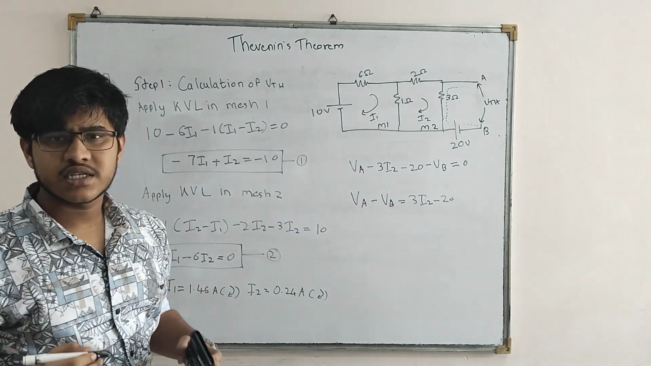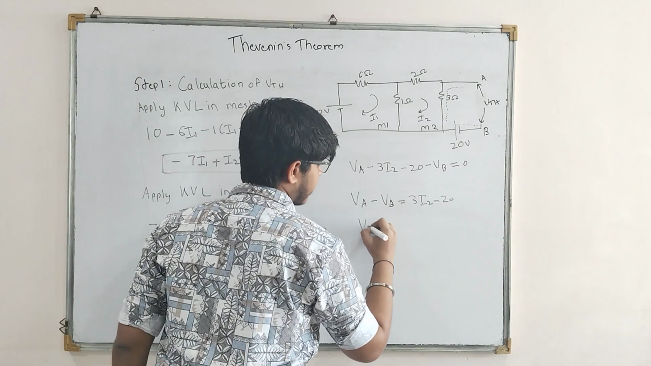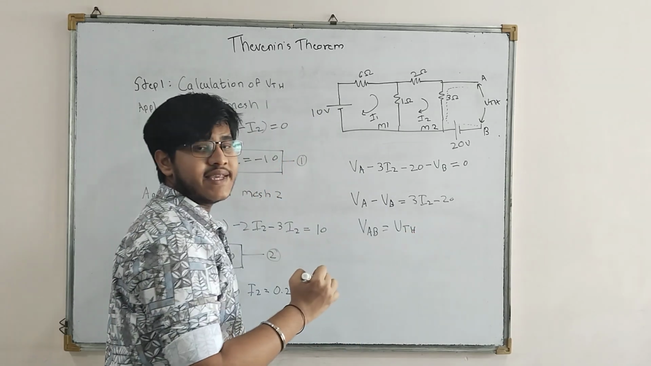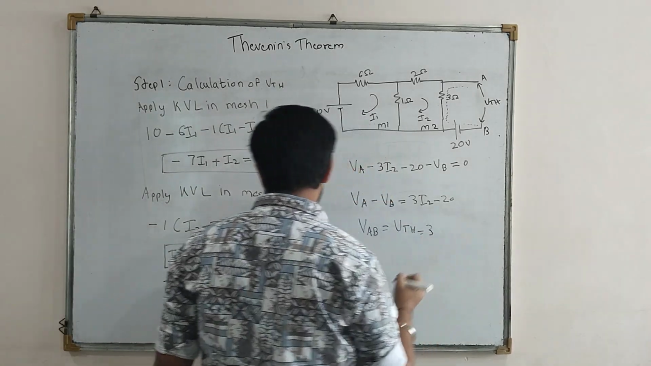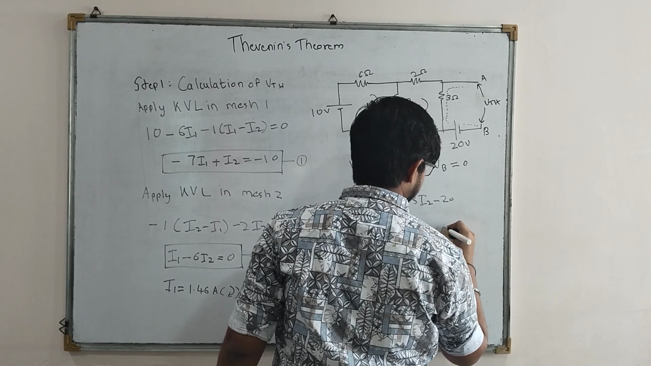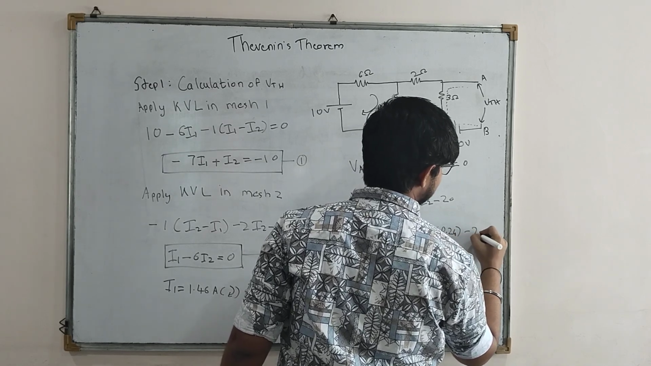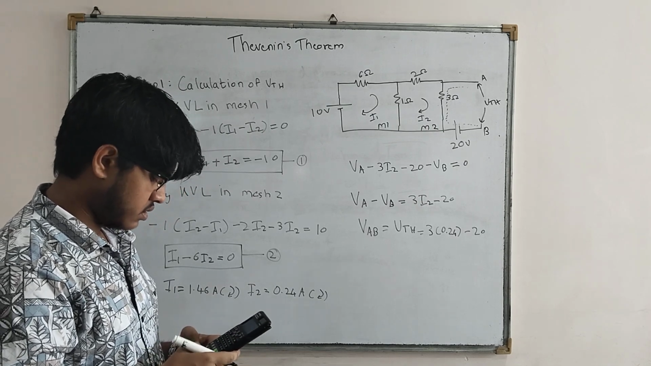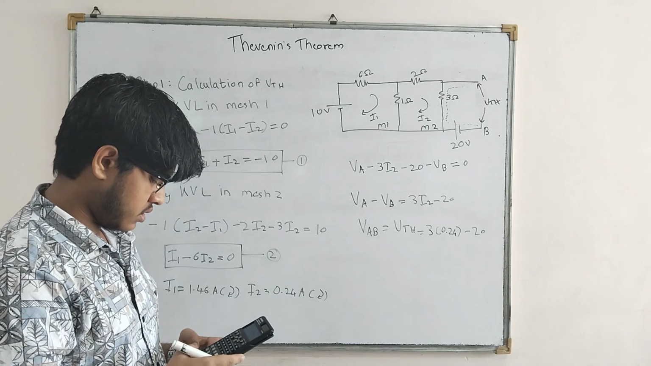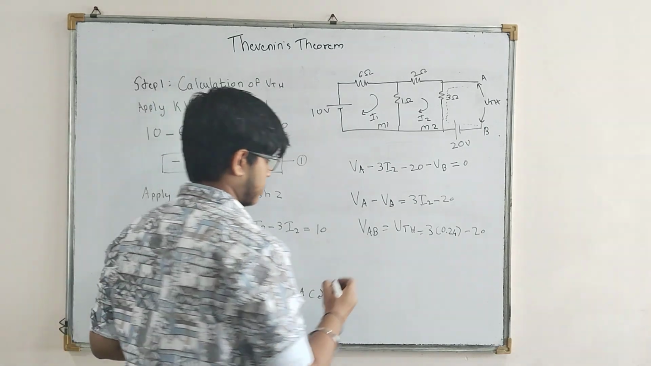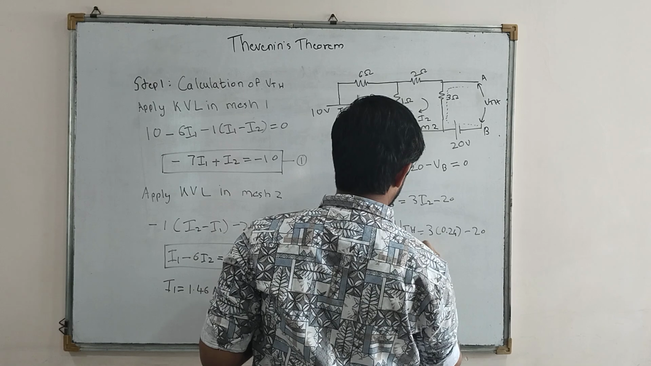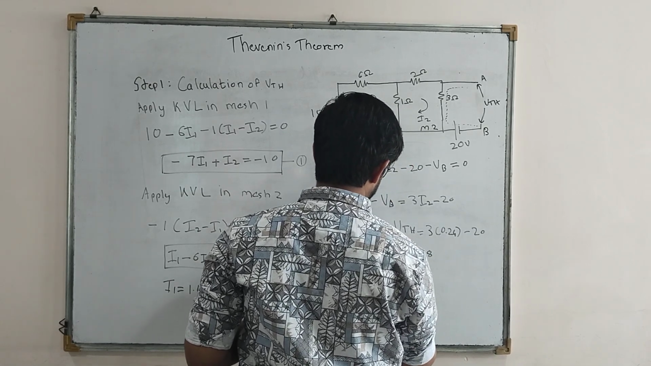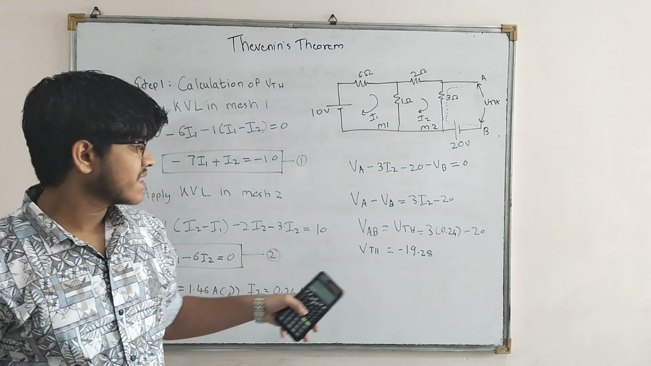So now what is VA minus VB? It is nothing but VAB, which is nothing but our Thevenin's voltage, that is VTH, and which is equal to 3 times, what is the value of I2? 0.24 minus 20. So I will just solve it. 3 into 0.24 minus 20. Okay, so its answer turns out to be minus 19.28. This is my VTH. Don't worry about that negative sign.